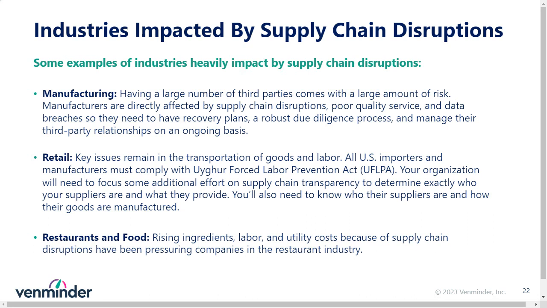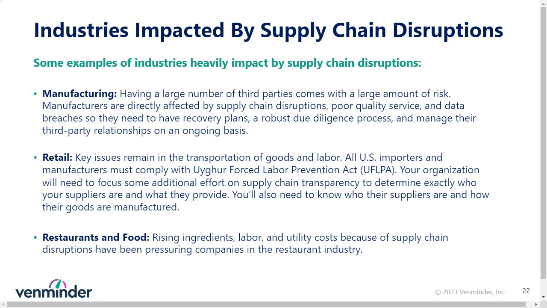Importers and manufacturers must comply with the Uyghur Forced Labor Prevention Act, or the UFLPA. The organization will need to focus some additional effort on supply chain transparency to determine exactly who your suppliers are, what they're providing, and how they plan on providing those services in the case of supply chain disruption. They'll also need to know who their suppliers are and how their goods are actually being manufactured.